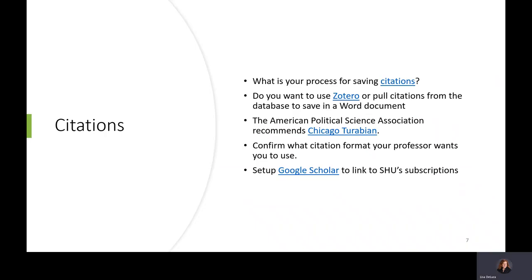Before you embark on this process, we encourage you to think about how you want to save your citations when you're doing research in the library databases. Do you want to save them in a Word document? Do you want to put them in a tool like Zotero, which is free? Think about that. You can pull citations from the database entries themselves or from Google Scholar, and you want to put your citations in Chicago Turabian format, but always confirm with your professor what format they want you to follow.